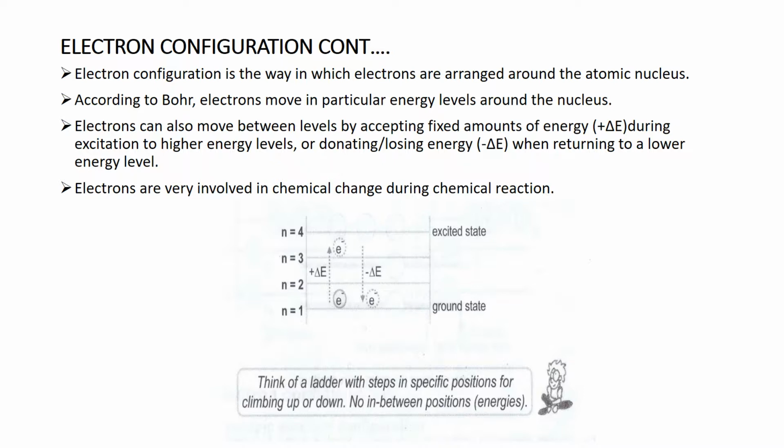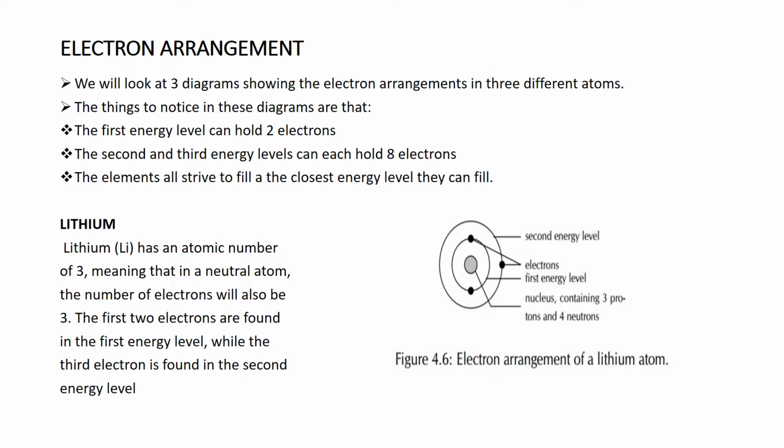Electrons are very involved in chemical change during chemical reactions. We'll see this as we continue with our chemistry syllabus. Let's look at electron arrangement. We'll look at 3 diagrams showing the electron arrangement in 3 different atoms.